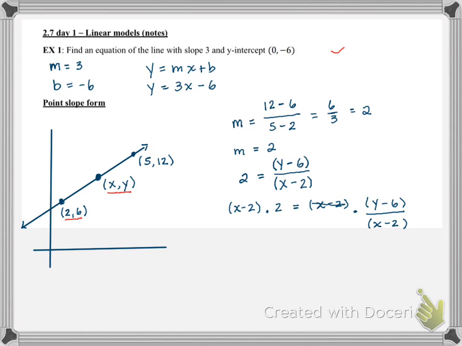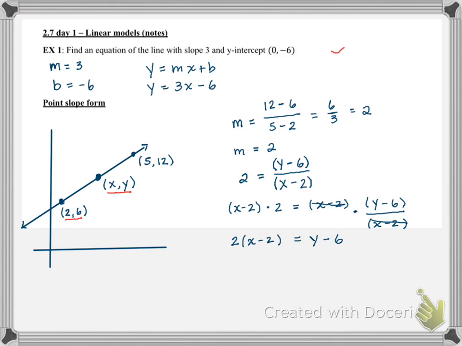And then that'll cancel our denominators there. So we'll have, I did not put that in the right place. We have 2 times x minus 2 is equal to y minus 6.